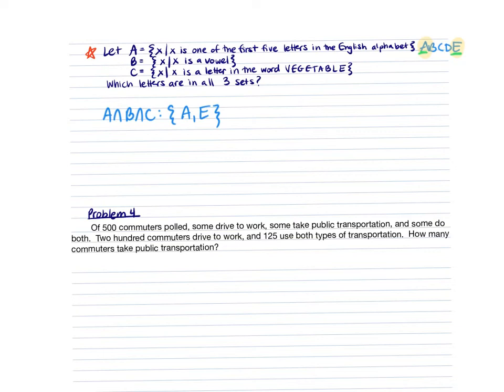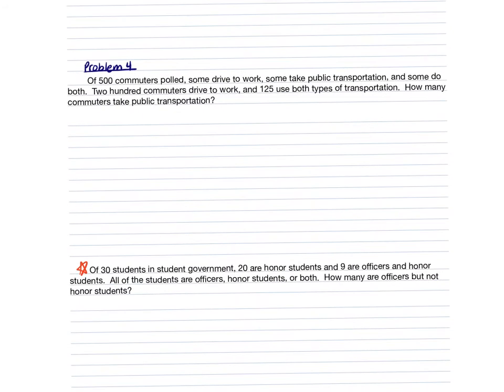Okay, so you can see if we have the first 5 letters of the alphabet, A, B, C, D, E, and then we also need a vowel. A and E are both vowels, and then C is a letter in the word vegetable. A and E are both also in vegetable. So the letters that are in all 3 sets are A and E. All right, moving on to problem 4.